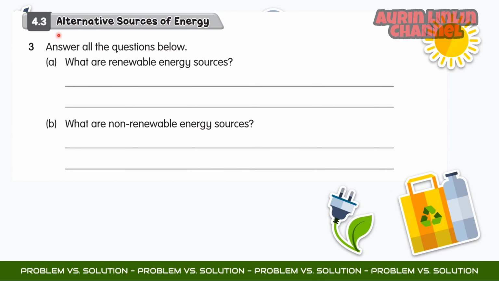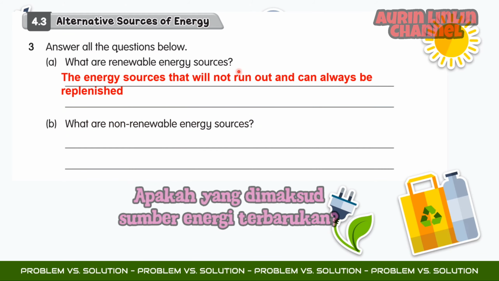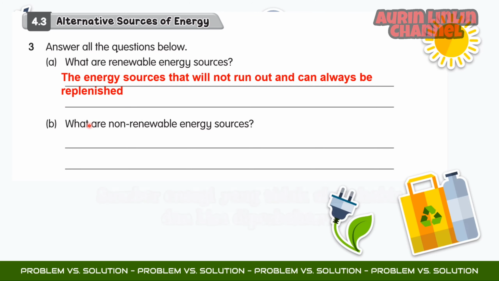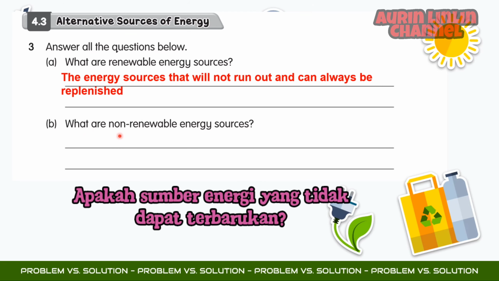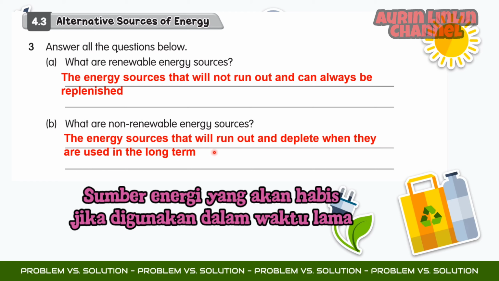Part 3. Alternative sources of energy. Answer all the questions below. Question A. What are renewable energy sources? And the answer is the energy sources that will not run out and can always be replenished. Question B. What are non-renewable energy sources? The energy sources that will run out and deplete when they are used in the long term.